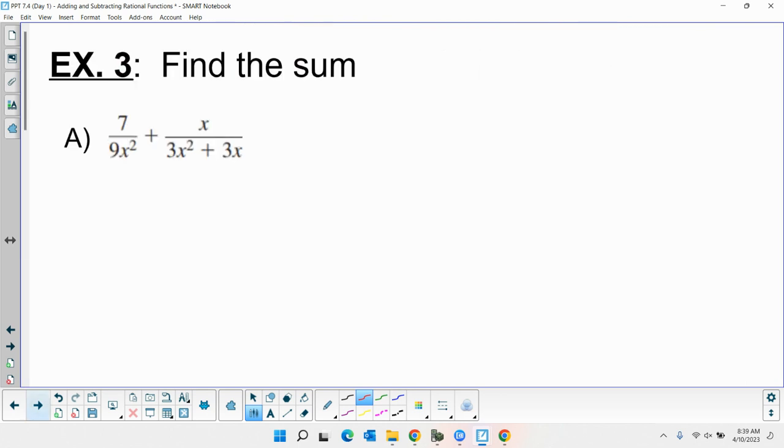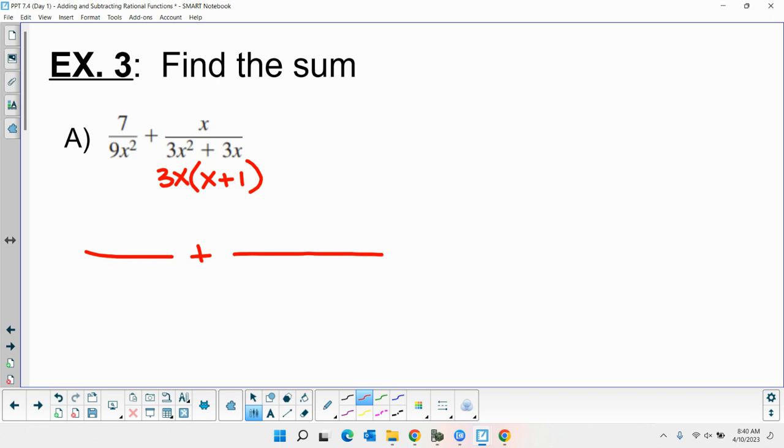All right. So can I factor the first denominator? No. Okay. How about this second one? Yes. GCF is 3x. 3x squared divided by 3x is x. And 3x divided by 3x is 1. Okay? So, you need to write down what shows up then. All right? I see a 9x squared show up.